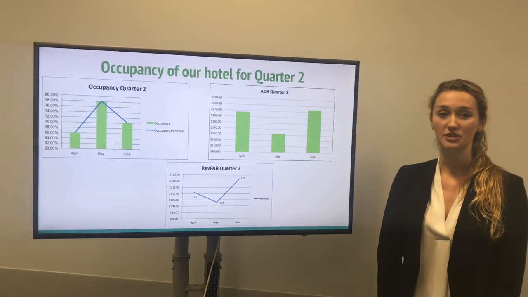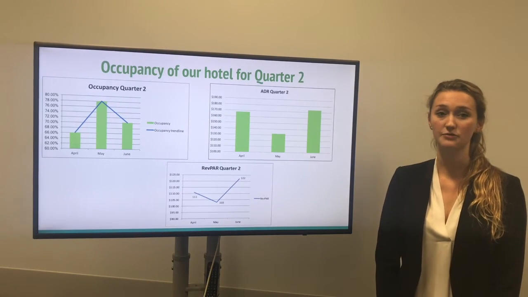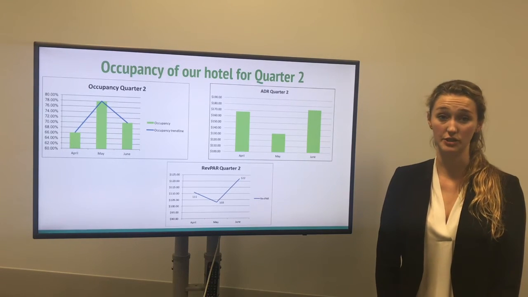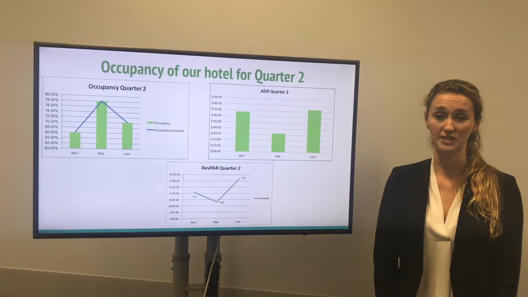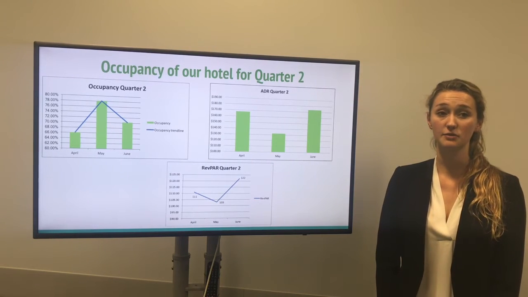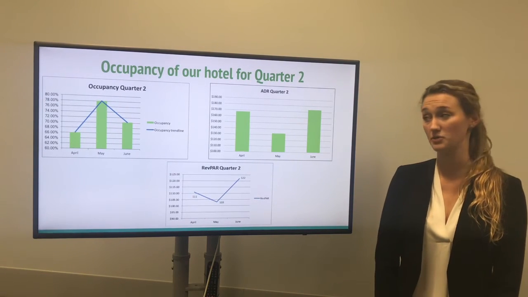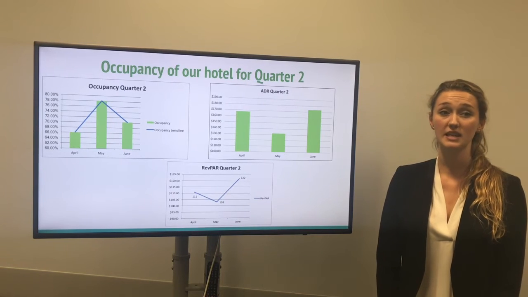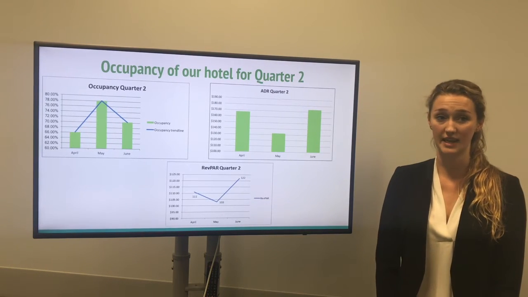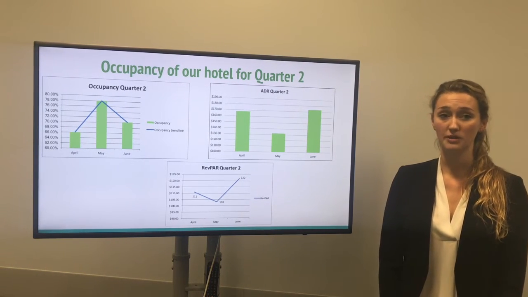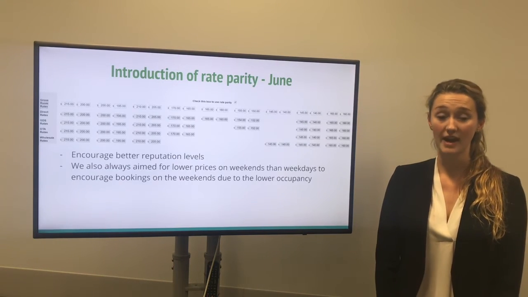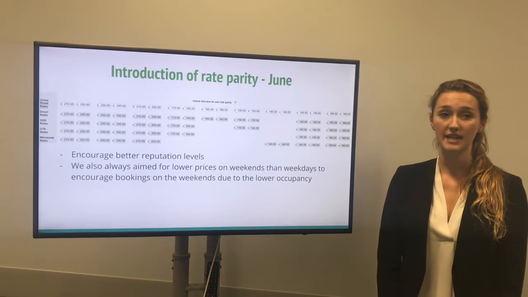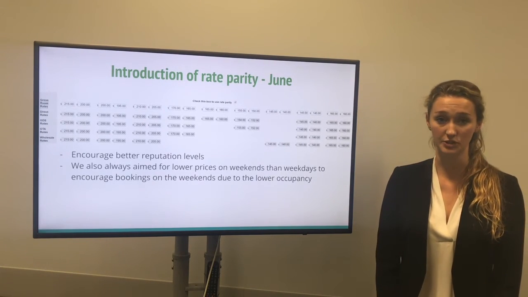Regarding the second quarter, our occupancy steadily increased from April to May, then decreased in June. The large increase in May can be explained by the acceptance of a large group, which is an anomaly, and then the increase from April to June because of the high season that was expected. Thus, we can see a dramatic decrease in the ADR indicator for May, which caused RevPAR to drop for May and increase in June. We decided to introduce rate parity in June, assigning the same rates with the same conditions to a specific room type through all the different distribution channels.